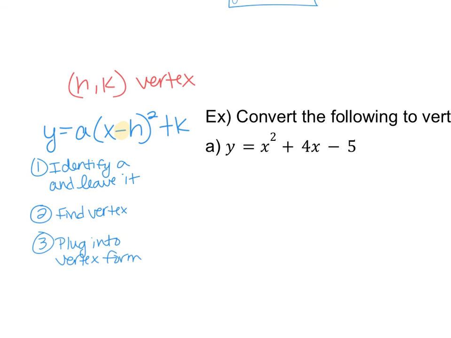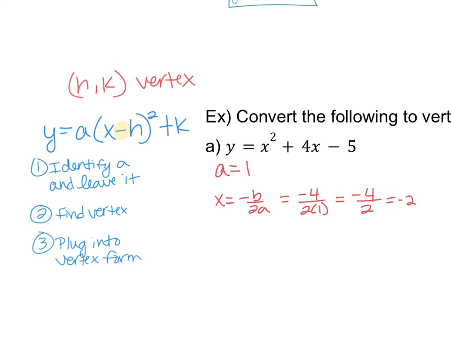So let's first identify what the A is on this one. Well, the A is just 1. Then we have to find the vertex. Do you remember how to find the vertex? First, you have to find the axis of symmetry. So your x-coordinate is going to be negative b over 2a, just like it was earlier in the video. So that will be negative times 4 over 2 times 1, which is negative 4 over 2, which gives me negative 2. Okay, there's my x-coordinate of my vertex.